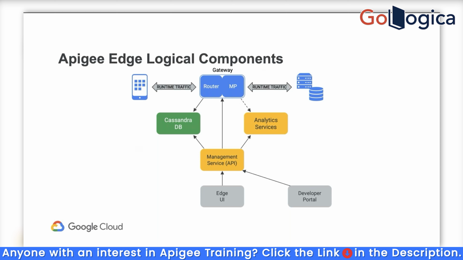In APG, the main component is called the gateway component. In the gateway, there are two parts. One is called the router, and another one is called the message processor (MP). The router is basically just an Nginx server. Nginx is like a web server, like Apache web server. You might have heard of Apache and Nginx. These are very common web servers. So the APG router is built using Nginx.